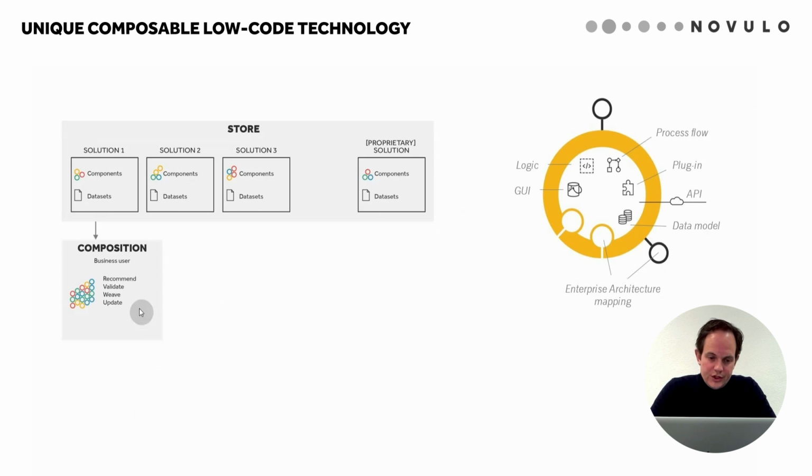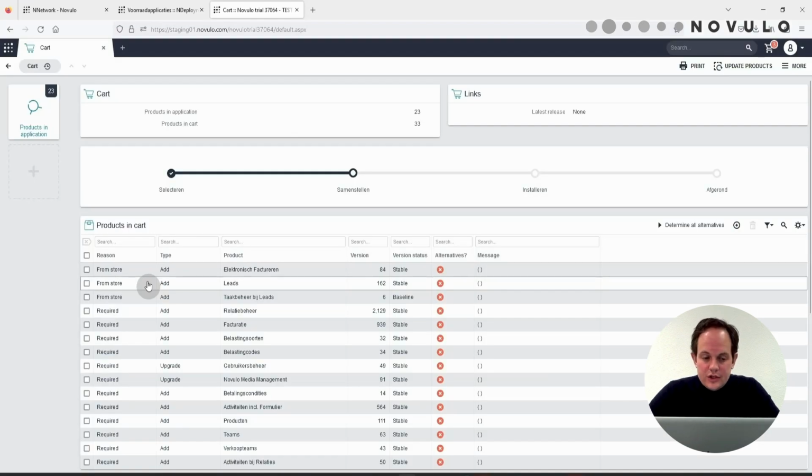And that's also what we see here. So it will provide some recommendations. It will validate whether the composition is feasible, and after that, it will make a component weaving. So now we see that given these three components that I selected, I'm requiring a few additional components.